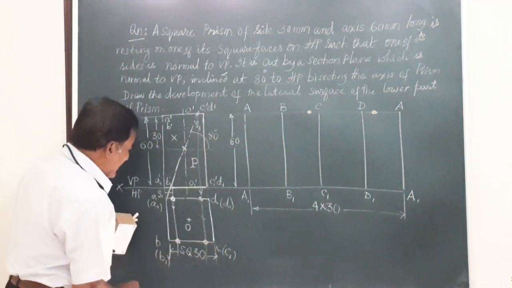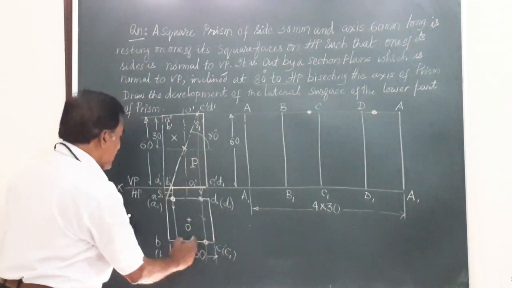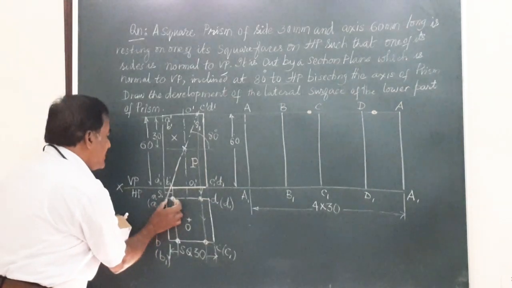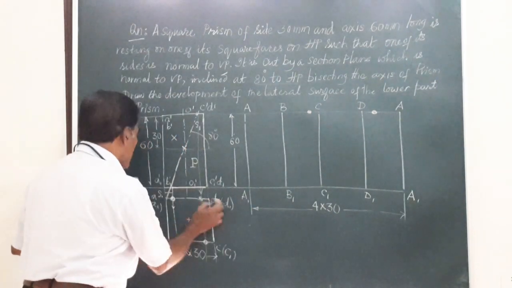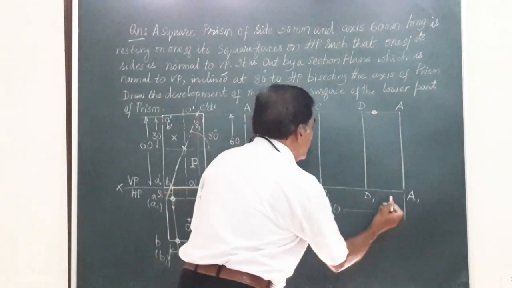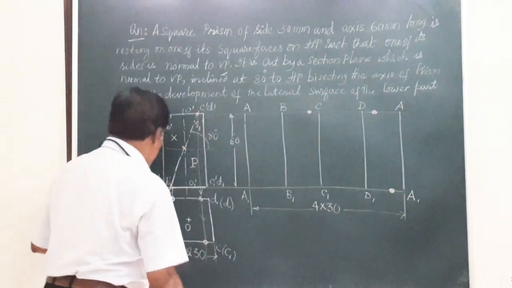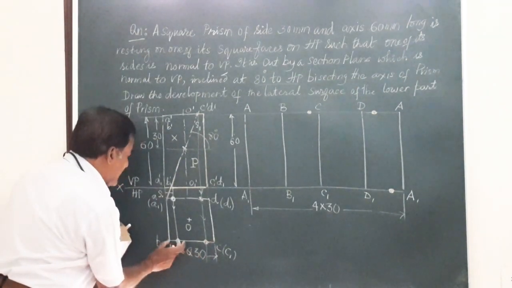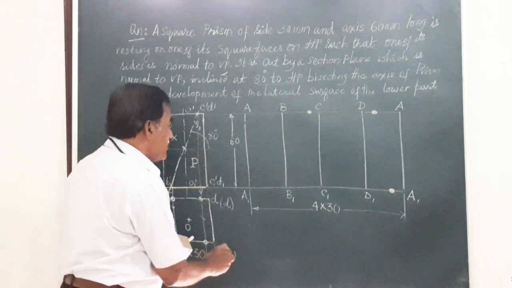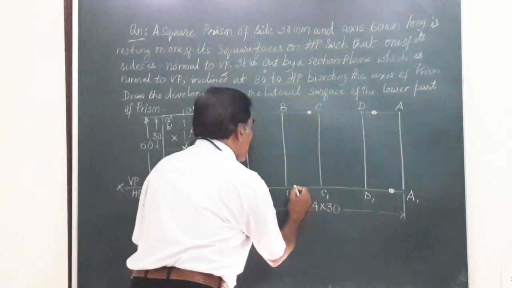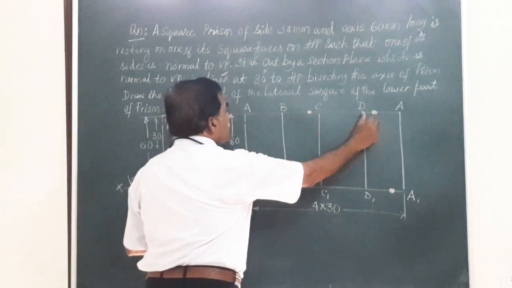So for the bottom face, it is cutting A1, D1 at this point. Take this distance on A1, D1 nearer to A and mark it. This is 1 point I get. Similarly, on B1, C1 it is nearer to B, so this gap is same as this. So on B1, C1 nearer to B, I just mark it here. Friends, remember, these 2 gaps are same and these 2 are same.